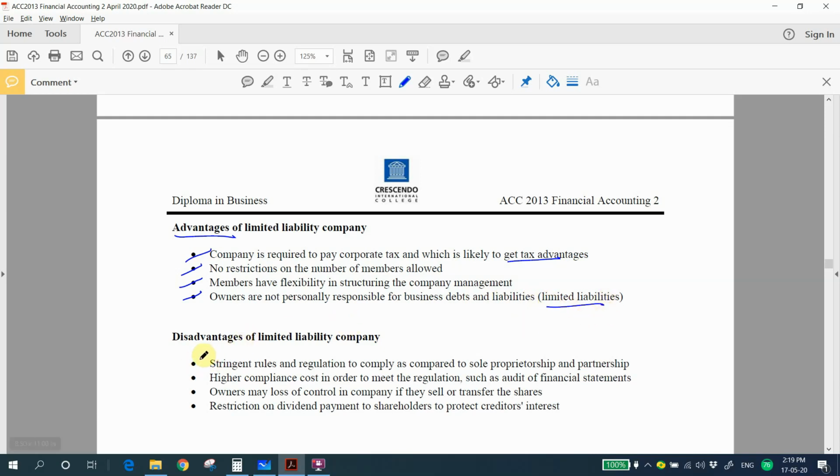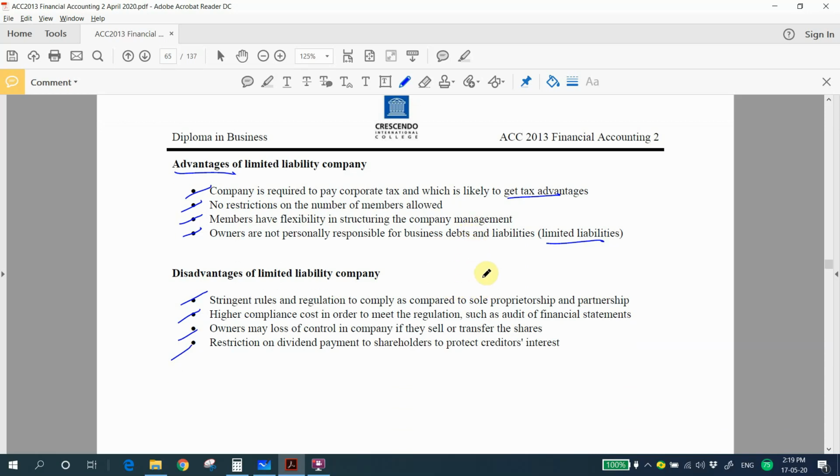Disadvantages: stringent rules and regulation to comply as compared to sole proprietor and partnership. Higher compliance costs in order to meet the regulation, such as audit of financial statement. Owner may lose control of the company if they sell or transfer the share. And last one, restriction on dividend payment to shareholder to protect the creditor interest. So that's all for the limited liability company, chapter 4.